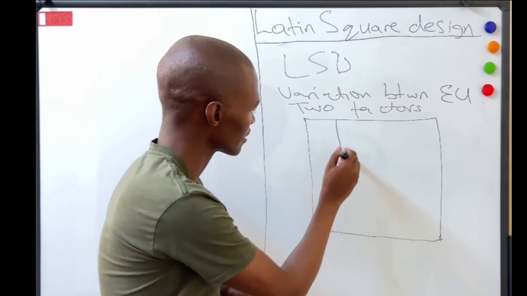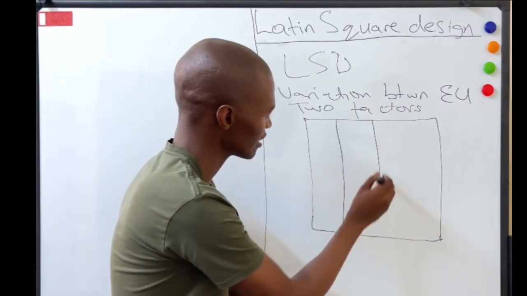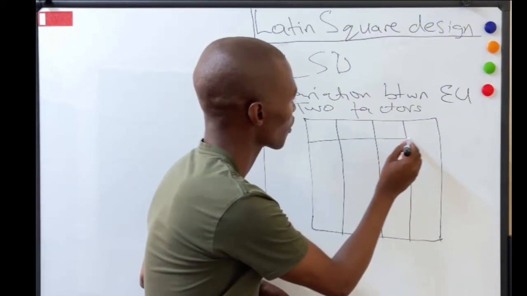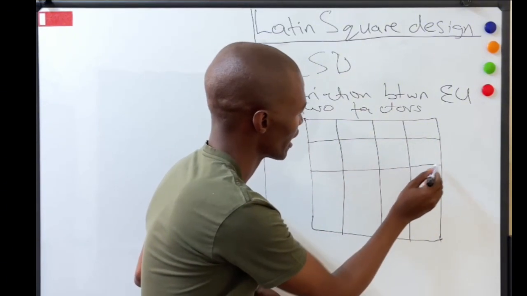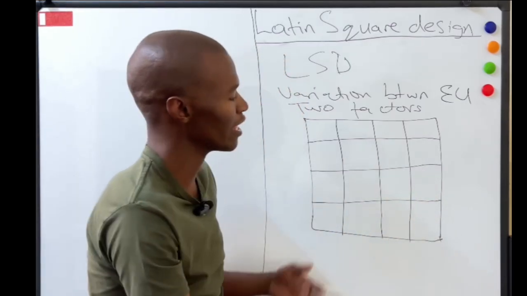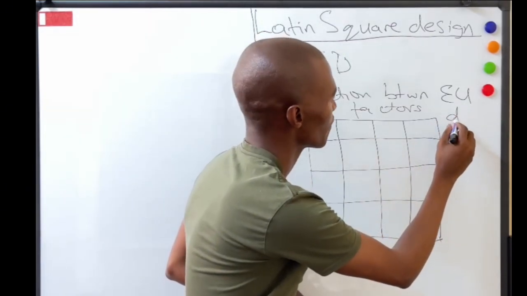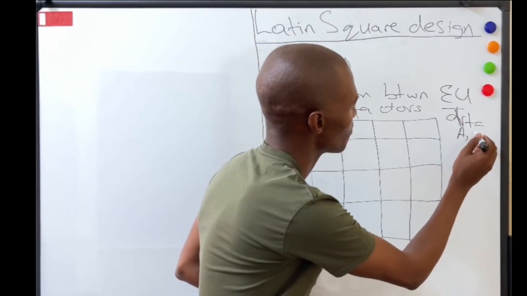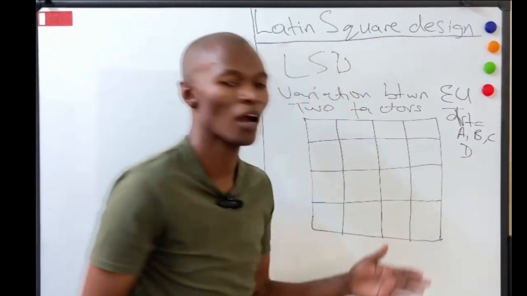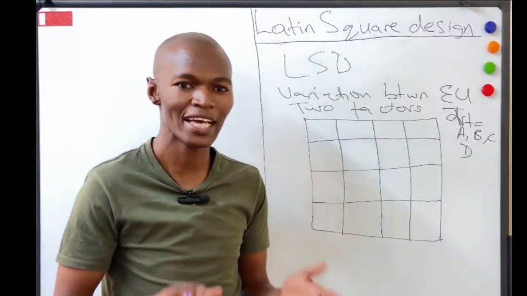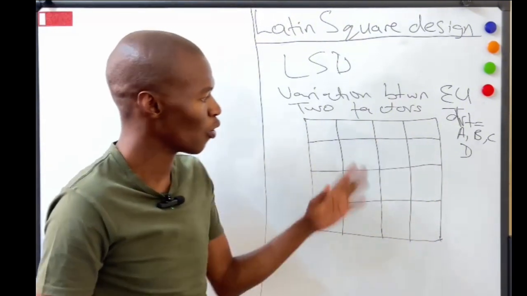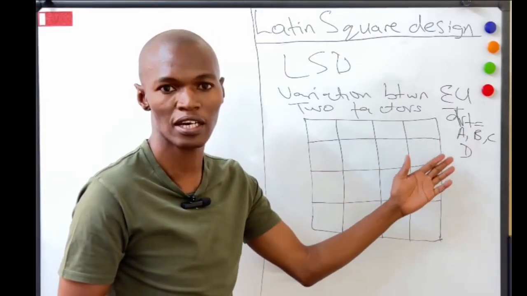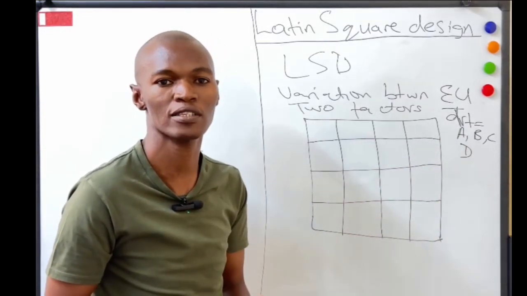Now, this is the field. In this field, we are going to separate into rows and into columns, so we can have this layout. In this layout, we have our treatments: treatment A, B, C, and D. We have these four treatments. We want to test the effect of these four treatments on our trait of interest, for example, the growth performance of the animal.